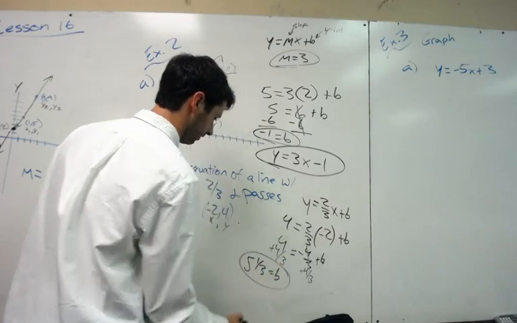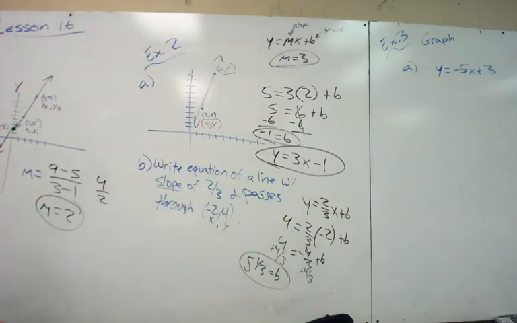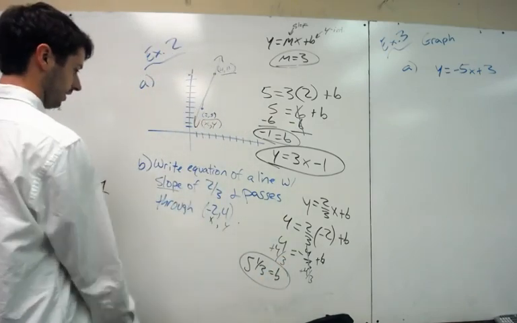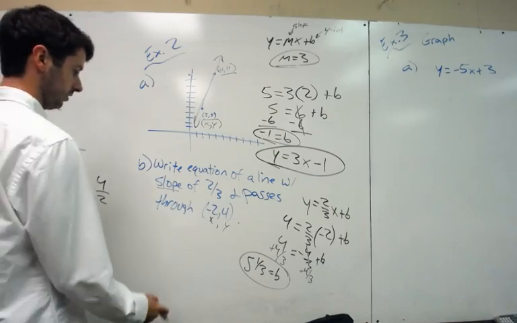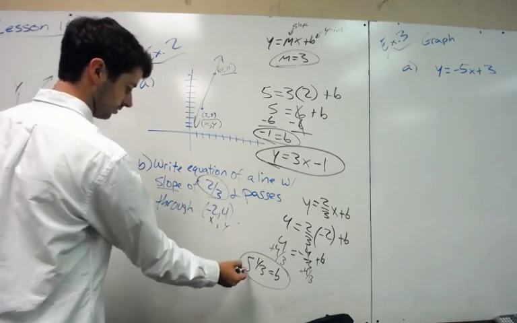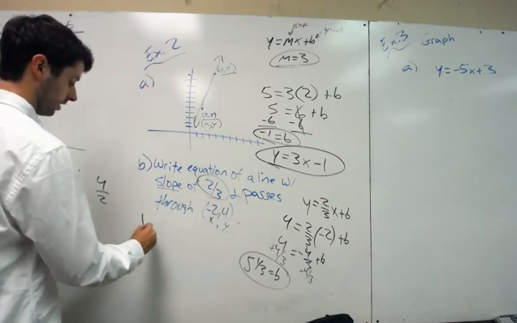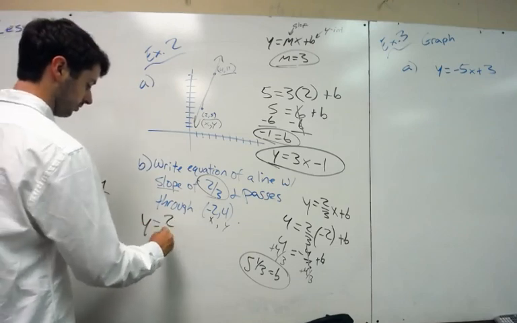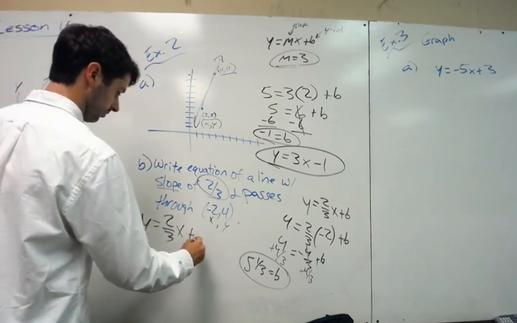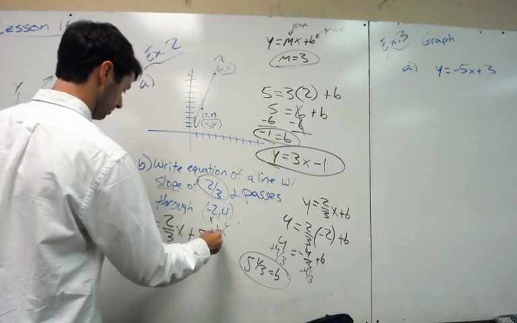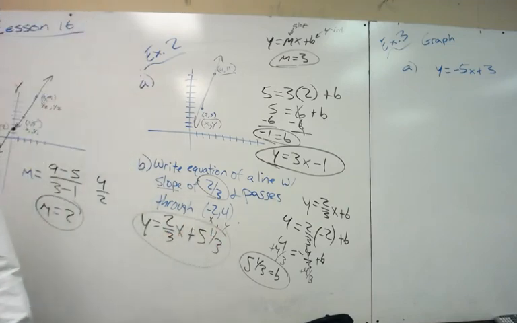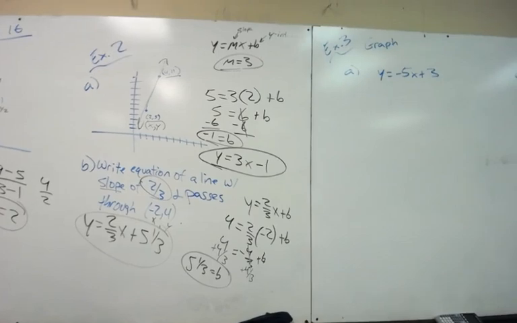Kind of getting cluttered here. But then you could write your equation of the line. Your slope is 2/3, b is 5 1/3, so y equals 2/3 x plus 5 1/3. And that would be your equation. You can write that as an improper fraction as well. Now let's look at the other side of it.